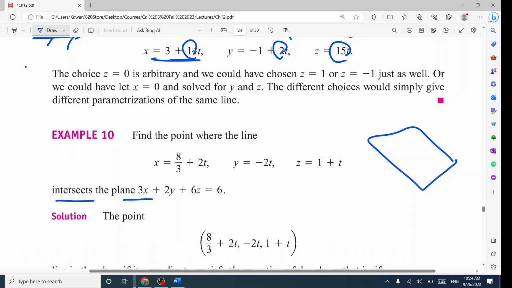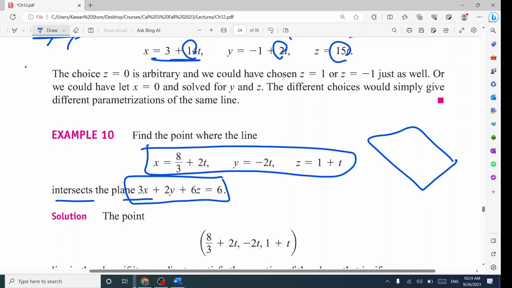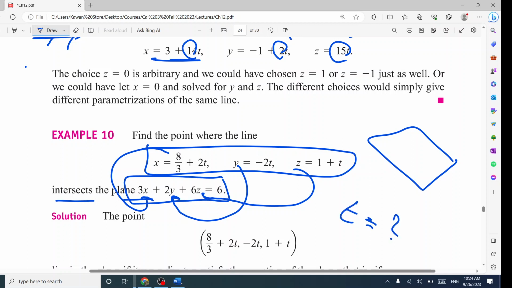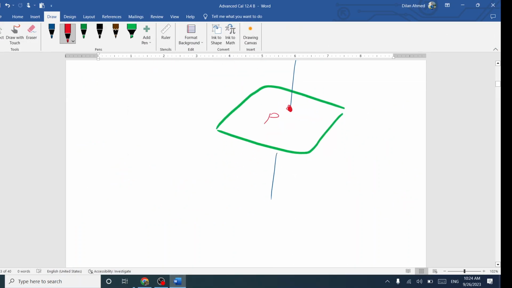Anyway, here's the equation of the plane. It's given, clear. And this is the line, the parametric line. So how do we find the point? I'm going to substitute x in x, y in y, z in z, in the right places, and I'll get the value of t. Then when you get the value of t, I'm going to substitute it here. Clear, dears? So now I have a point on the parametric equation of the line.